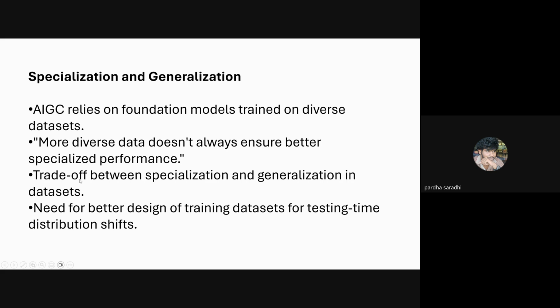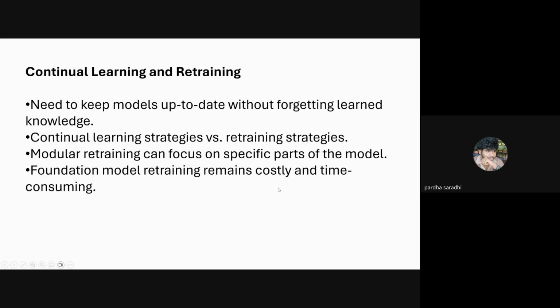And there will always be a trade-off between specialization and generalization in the datasets. So people have to think of it. If people are trying for more multitasking, they will go for generalization, which will degrade the specialized task accuracy. So this is one future topic someone can look into. To get generalization, try to make the specialized tasks cost effective and then go for it, or make a distributed system kind of thing. And continual learning and retraining.